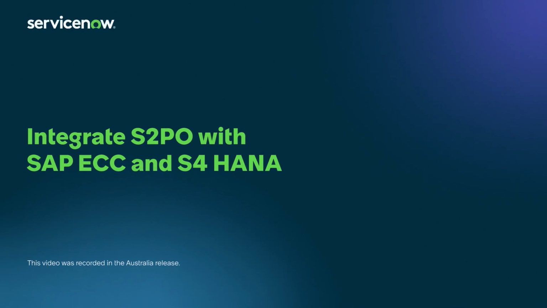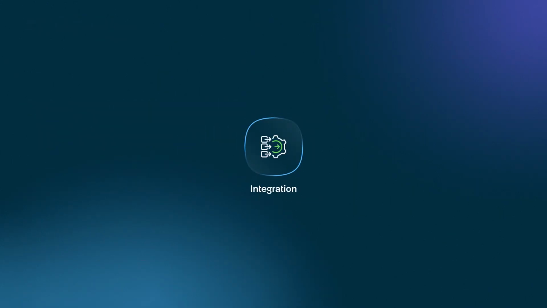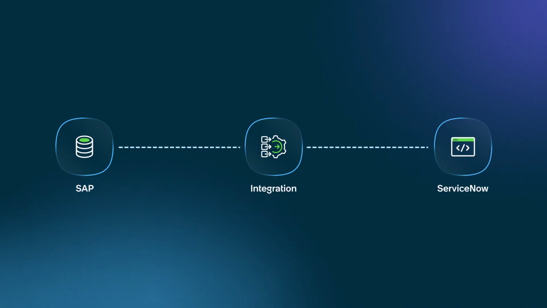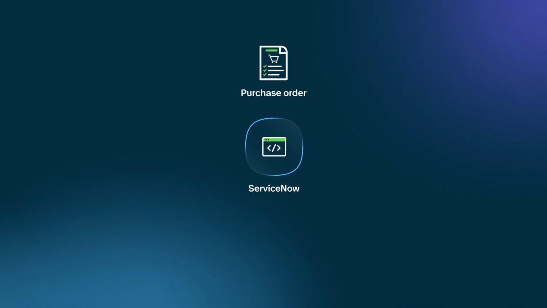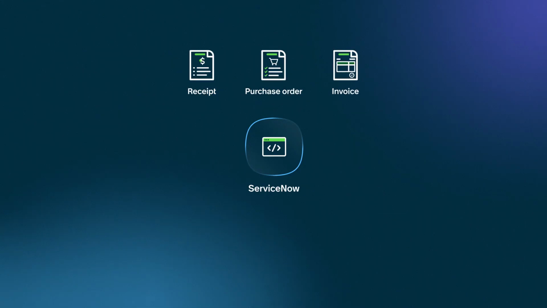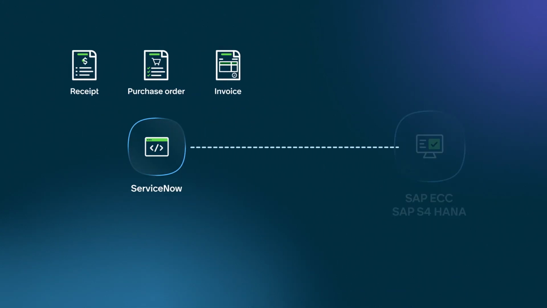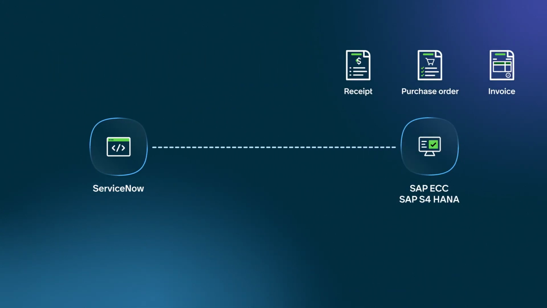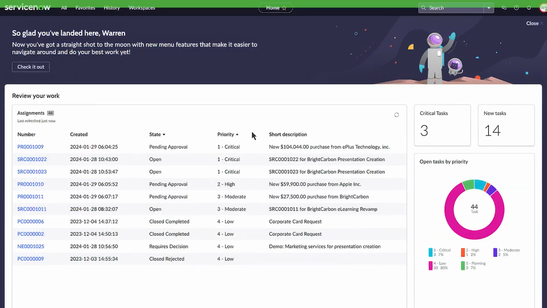Integrate procurement objects from source-to-pay operations to SAP ECC and SAP S/4HANA. This integration provides you with the ability to fetch master data objects from SAP into ServiceNow and send records like purchase order, receipt, and invoice created in source-to-pay operations to SAP ECC and SAP S/4HANA. To get started, let's set up the integration.